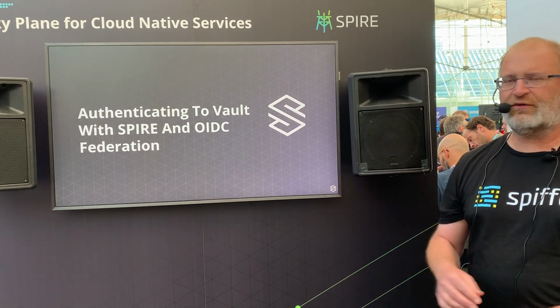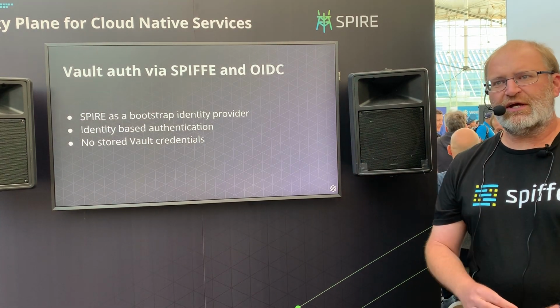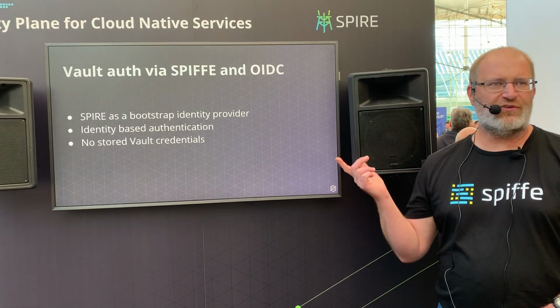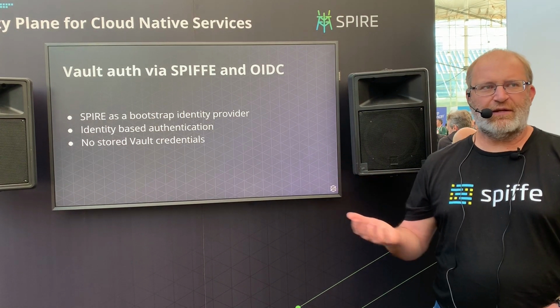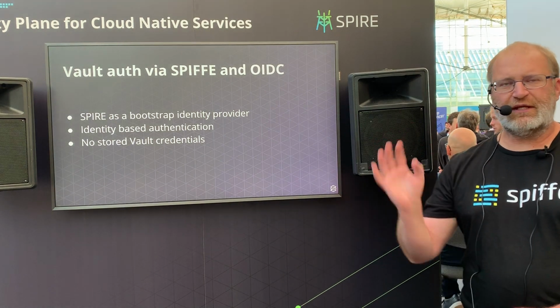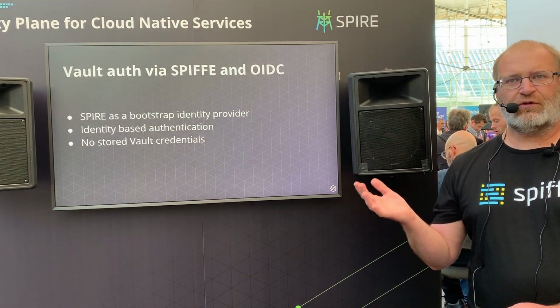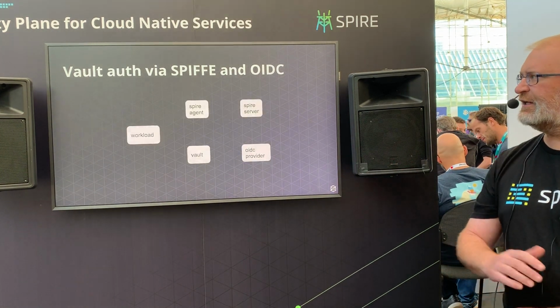Alright, I'm Scott with Scytale, and I'm going to talk about authenticating the Vault with SPIFFE and OIDC Federation. So basically, I'm going to give a very brief presentation on using SPIFFE as a bootstrap identity provider. The way to look at this is identity-based authorization, so you don't need to have any passwords or anything anywhere. It's simply the workload's own identity, and that will establish the credentials that are needed.